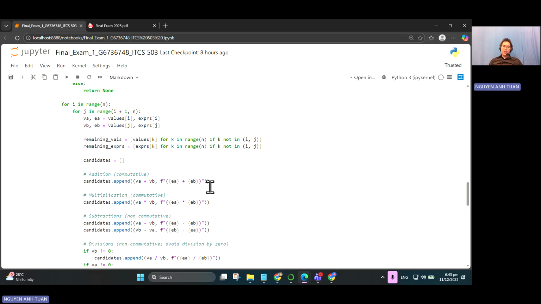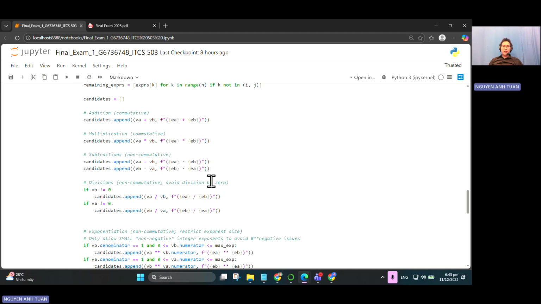Limit exponentiation. Exponentiation can blow up very quickly. I only allow exponentiation when the exponent is an integer with a small absolute value bounded by a parameter, max exponent equal to 5. This will keep the numbers from becoming astronomically large while still allowing interesting solutions.